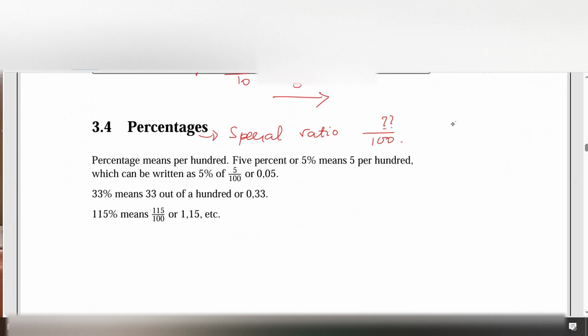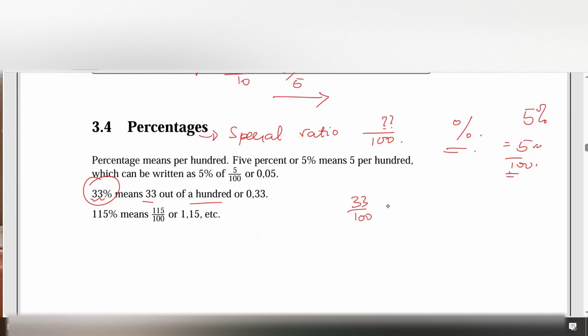So we use this symbol to represent percent. If someone tells you that we have 5%, that's the same as 5 over 100, meaning that for every 100, there is a 5. If we have 33%, they're telling us it's 33 out of 100. Now, we can change the percent into a decimal by getting 33 divided by 100, which becomes 0.33.